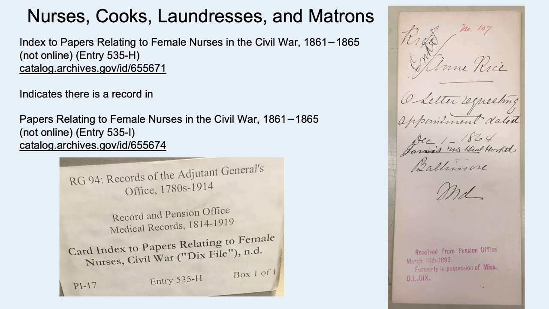There is an index to papers relating to female nurses in the Civil War. On this slide, there is an index card for Annie Rice that indicates she requested an appointment on December 1, 1864, and apparently worked at the Jarvis U.S. Army General Hospital in Baltimore, Maryland.